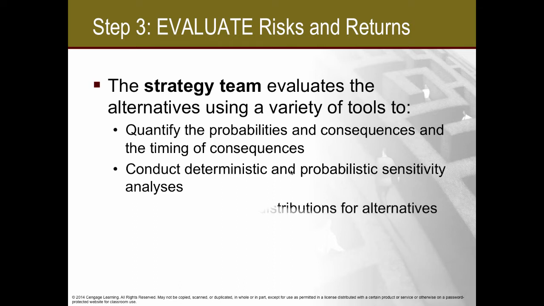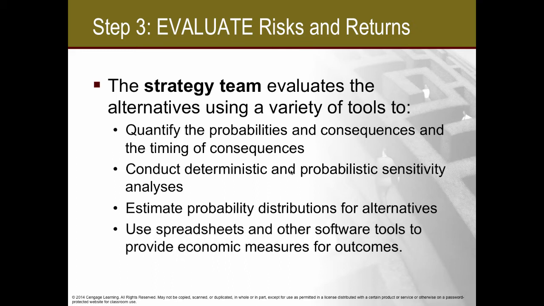Probability distributions for alternatives is one thing that we have to do. And using a spreadsheet and other software tools to provide economic measures for outcomes. Eventually, we want to have economic measures for different types of outcomes, and we have to use a spreadsheet and other software tools. And you can use the whole range of methods to do so.